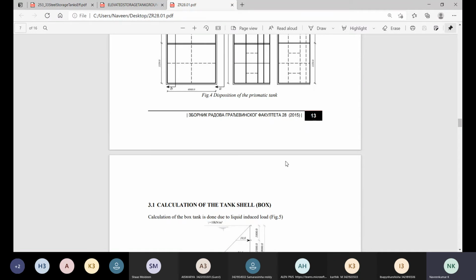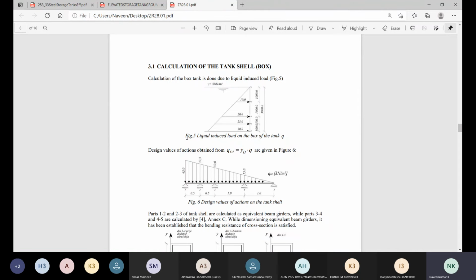If you see here, they have mentioned the load calculation. What is the load calculation? This is the bottom of the water tank and this is the top of the water tank. The density of the liquid is mentioned as 10 kilonewton per meter cube. As the height increases, the intensity of the water load will be reduced. Why? Because at the base the water will impose the maximum load. As the height goes on decreasing, at the top there will be no load.